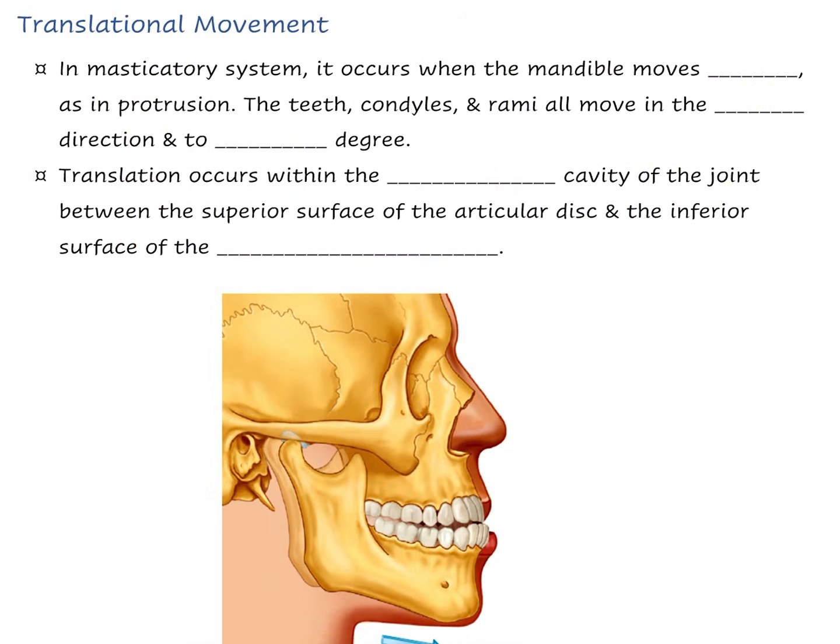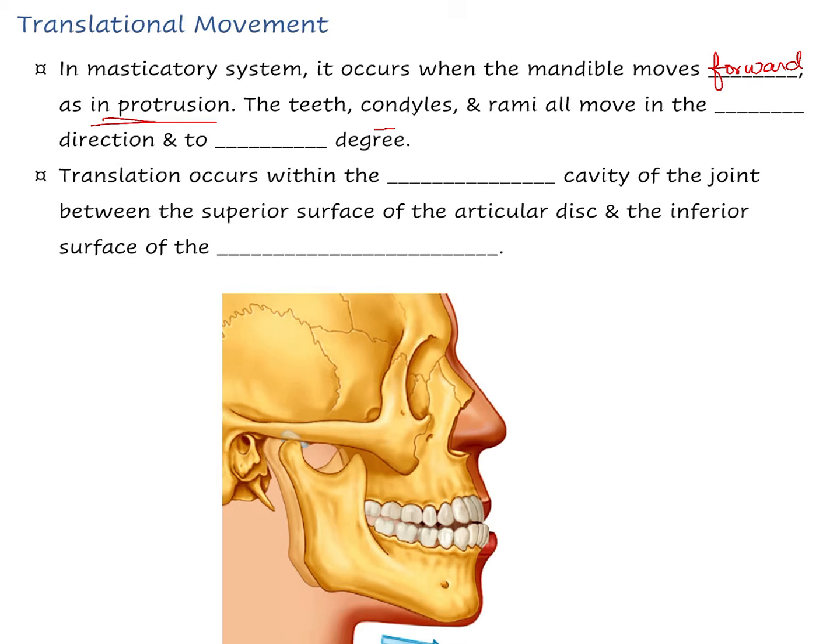Then heading on to the translational movement. In the masticatory system, it occurs when the mandible moves forward. For example, when you are protruding your jaw, and the teeth, condyle, the rami, all of them move forward in the same direction and in the same degree.